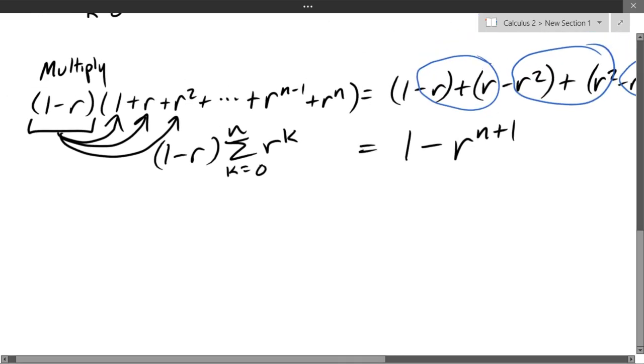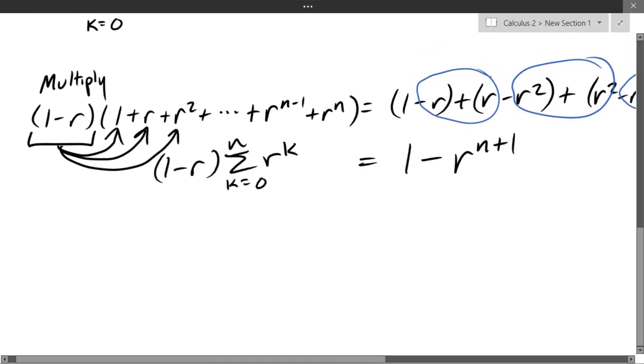So summation notation is going to be weird at first. That's okay. You'll get used to it probably in a day or two, depending on how much homework you do, how quickly. So summation notation, it's not scary. It's just all this added together. We just read it as summation.